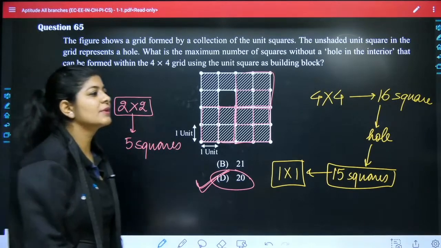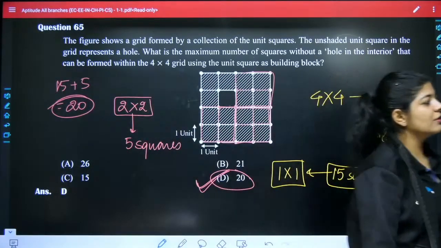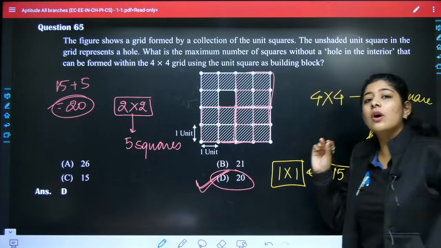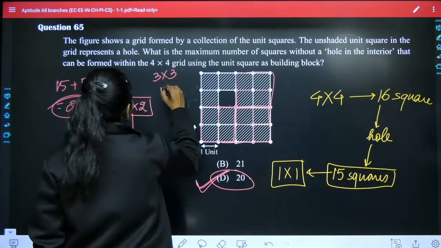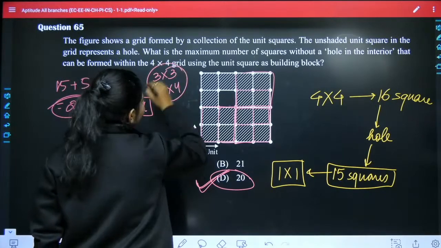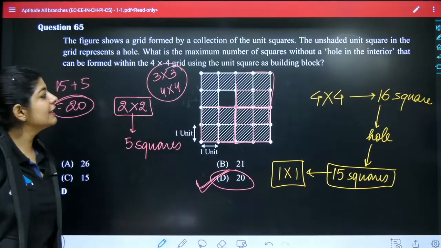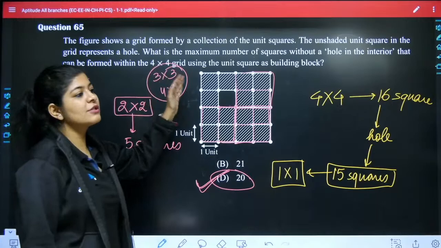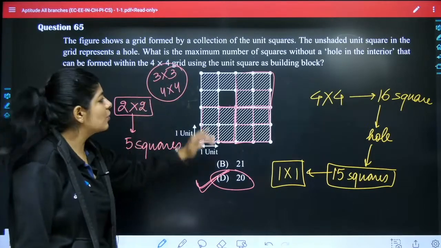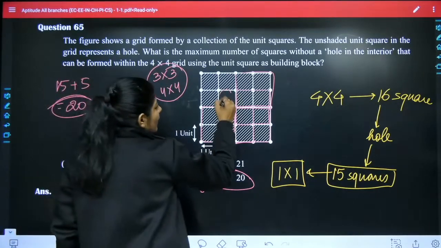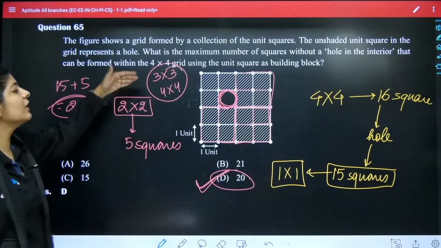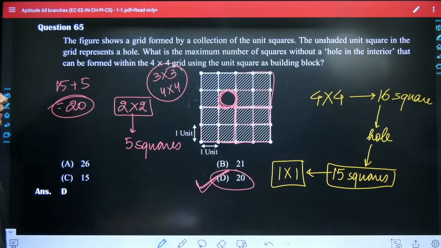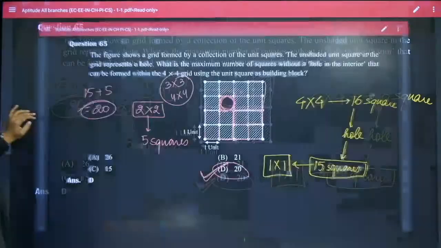Is it clear? This is a very easy question. We do not get any 3 cross 3 or 4 cross 4 squares because of this hole that is present. Okay, now let's move to the next question.